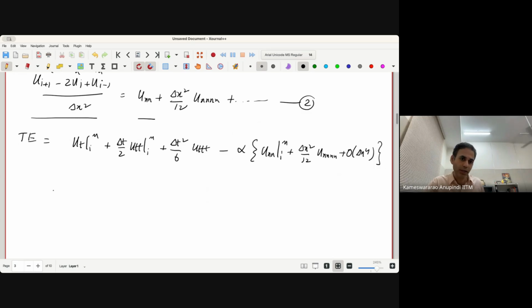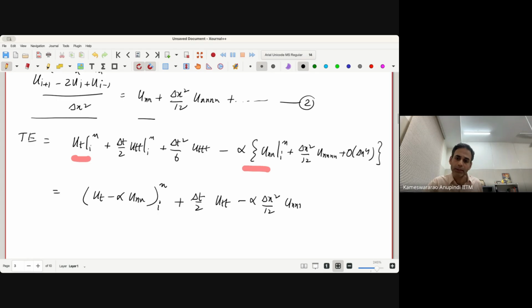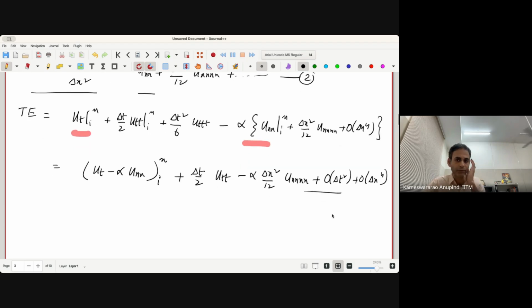Okay, so this is the truncation error, but then I can now bring this term and this term together. That is going to be u_t minus alpha times u_xx at the time level n at the grid point i, plus we have delta t by 2 u_tt, and we have minus alpha times delta x square by 12 u_xxxx, plus order delta t square plus order delta x to the power 4. Okay, that's what we have.